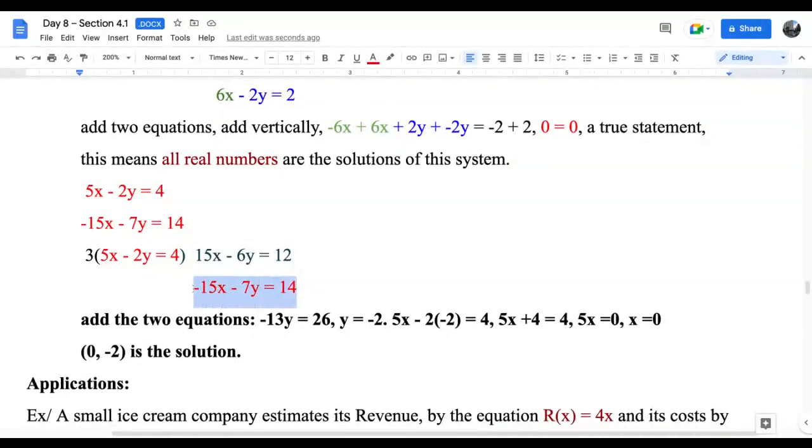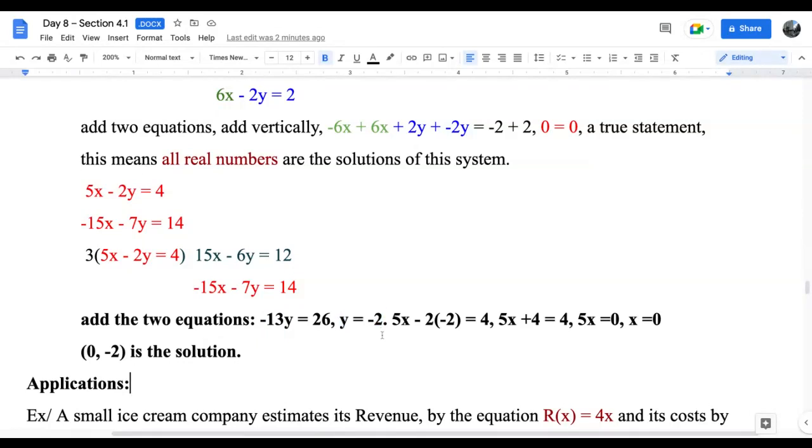Now, take down the second equation. 15x added to negative 15x will be 0. That's how we get rid of the x term. So add those two equations. Negative 6y plus negative 7y will be negative 13y. 12 plus 14 will be 26. Then divide by negative 13. So y equals negative 2.